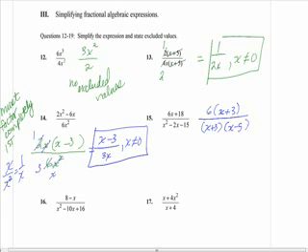What's going to cross out? Tate? The x plus 3's. Anything over itself is 1. You're left with 6 over x minus 5. And then who could tell me what my excluded values are? Megan? 5. Yes, x may not equal 5. Good. Questions so far? Simplifying rational expressions.